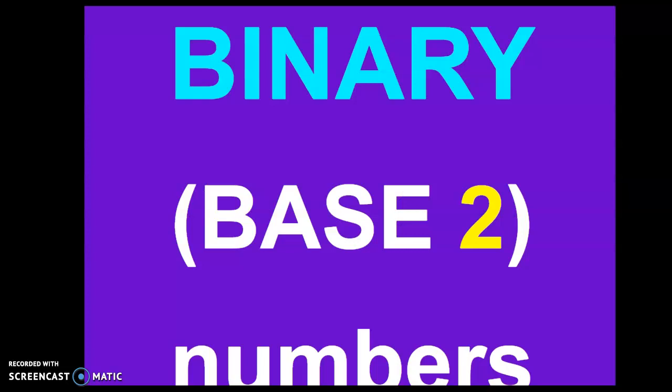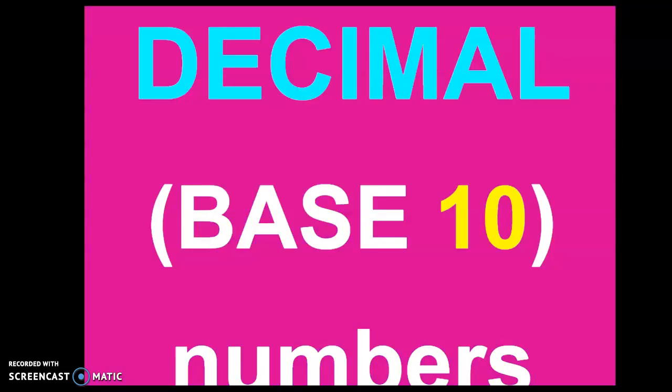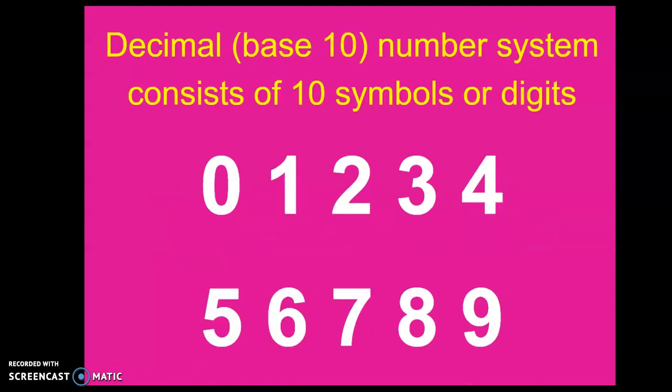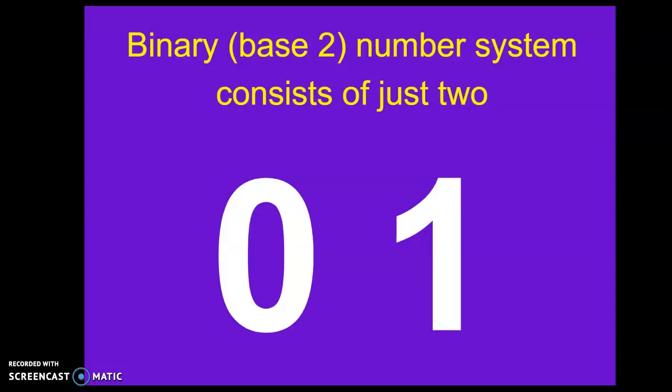All right, binary is base two numbers, meaning you have two options, one and zero. Decimal numbers, or base 10 numbers, means you have 10 options. The numbers 1 through 9 plus the number zero makes it 10 options. Okay, and this is the one you're used to. This is the one we're focusing on for the next couple of days.